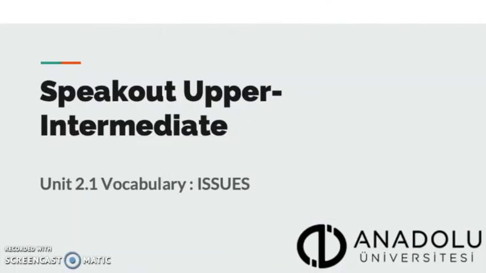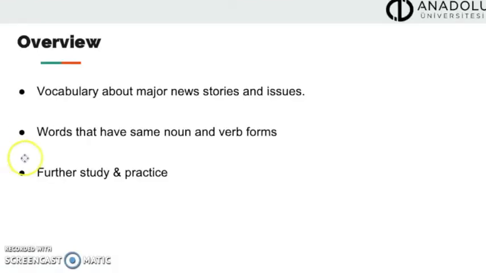In this video, we are going to cover Unit 2.1 Vocabulary in Speak Out Upper Intermediate. Here is the overview of the lesson. We are going to start with some vocabulary about major news stories and issues, and then we are going to take a look at words that have same noun and verb forms. The video ends with some suggestions on further study and practice.